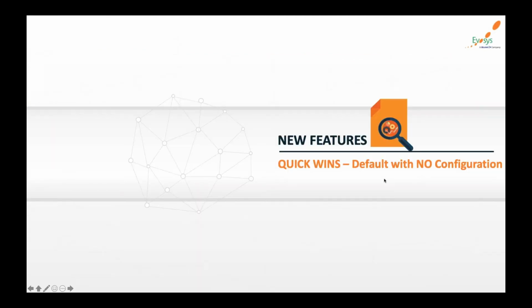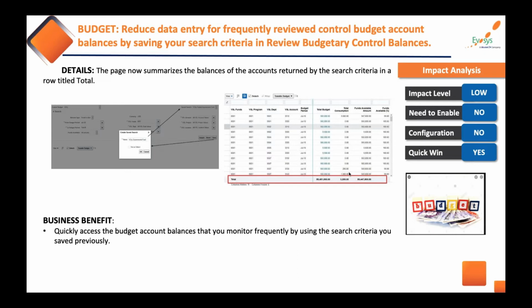So now let's see which are quick wins and which are default and do not require any configuration. Okay, so to start with, I'm sure many of us are using the budgetary control feature in our procure to pay cycle. Recently, many users have raised the complaint that the budget inquiry page was not user friendly and you are not able to save your search criteria, and every time the business user has to re-enter the search criteria.